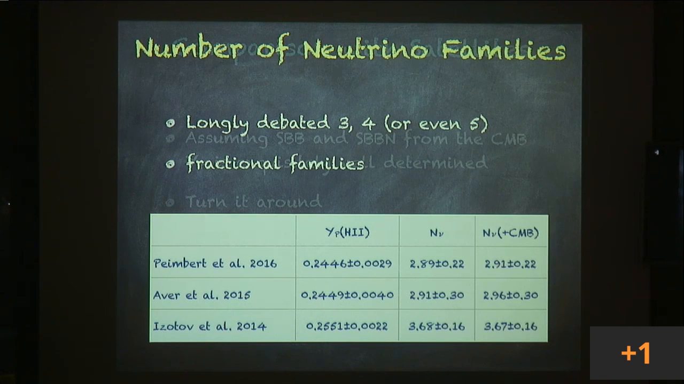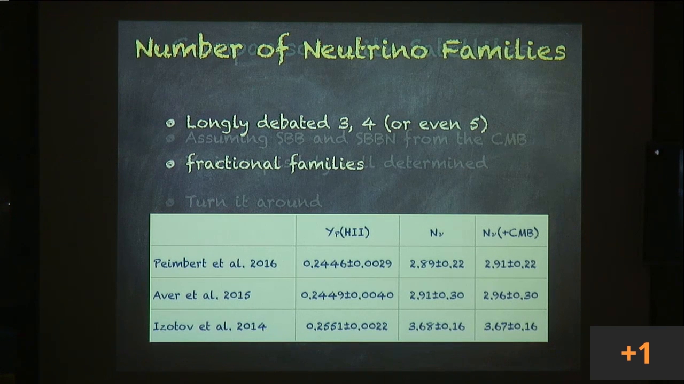So what do we get? From our value, we get 2.89 plus or minus 0.22, which is consistent with the number 3.05, which is what physics calls 3 neutrino families. I don't know why they don't renormalize everything to 3, but it's 3.05 that we're looking at. So 2.89 is consistent with 3. 2.91 from Aver is also consistent with 3. And Izotov et al.